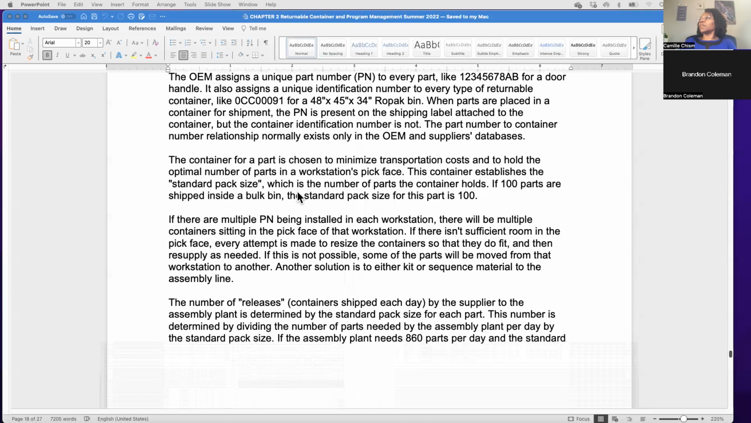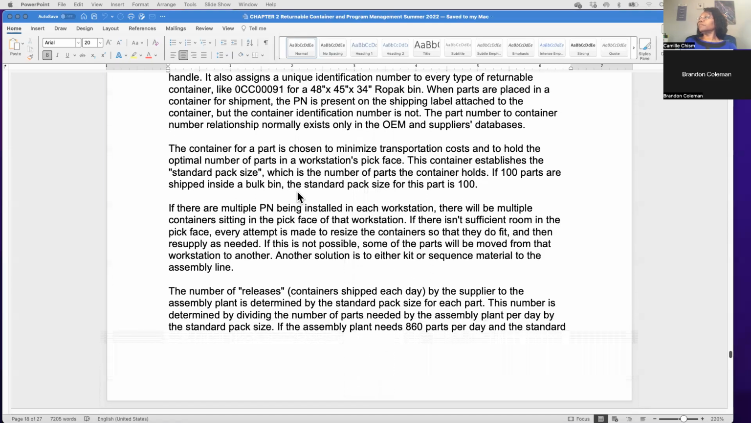Let's see, I'm just going to say about this. So this talks about having the standard pack size. You want to keep that the same. And that's one of the reasons why you have standard packs, because if you have a standard pack and you always put 20 parts in this bin, then you can do faster inventories, because if this is a full bin and you see 10 of these, you have 200 of the parts.